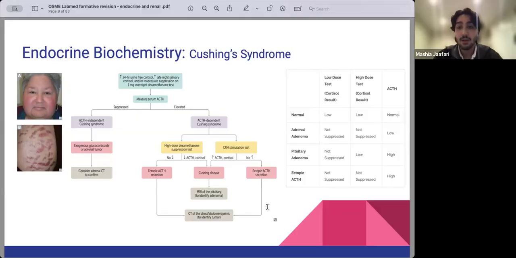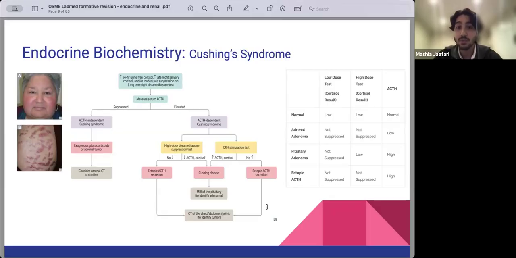Now, then we get the dexamethasone suppression tests. I think people get quite confused about this because you have the high dose version and the low dose version. The point is that dexamethasone is basically a corticosteroid. So if you give someone dexamethasone, their cortisol should go down. Now, if you give someone a low dose of dexamethasone and their cortisol doesn't go down, that suggests that they might have Cushing's syndrome. Now, at this point, we can do a further test, which tells us, okay, what is the cause of this Cushing's syndrome?